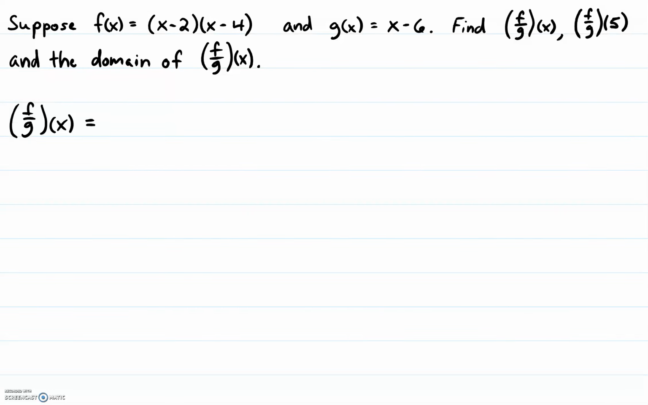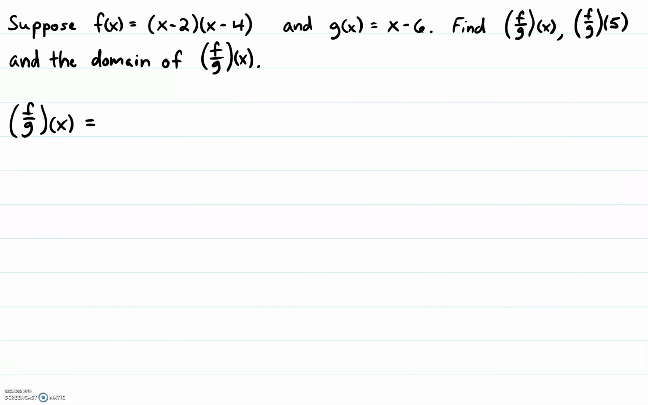In this video, we're going to suppose that f of x is equal to x minus 2 multiplied by x minus 4, and g of x is equal to x minus 6. Now we want to use that information to answer three questions. First of all, we want to know what f divided by g of x is equal to. Then we want to know what f divided by g of 5 is equal to. And then finally, we want to know what the domain of f divided by g of x is equal to.